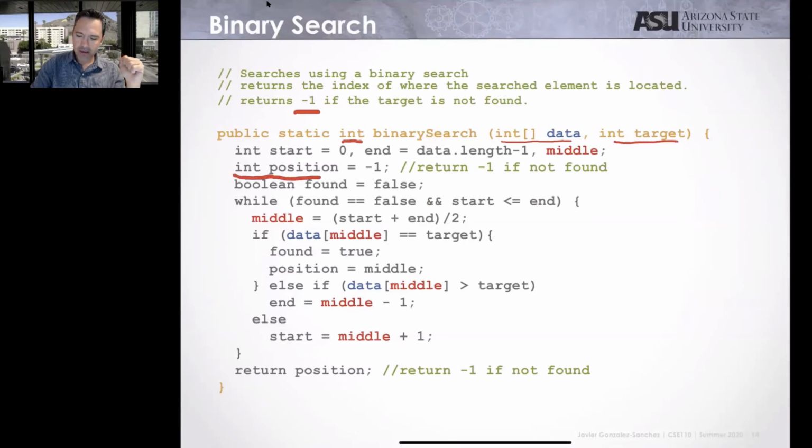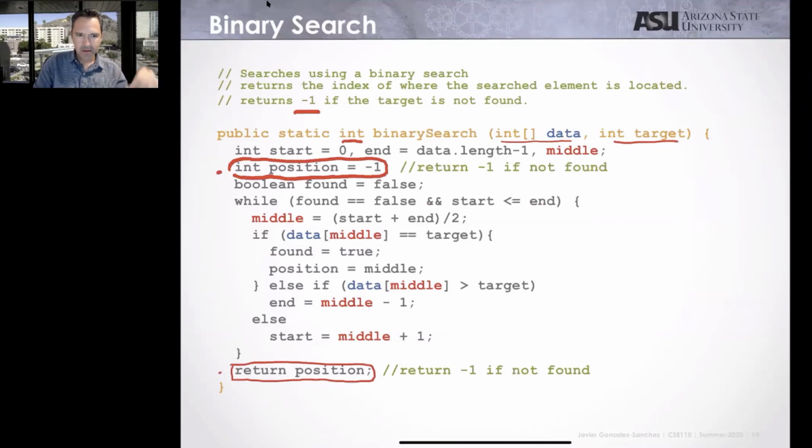Obviously, I need this variable position because it's the one that I am going to return. And I put an initial value of -1 because, worst case scenario, if all the lines that I have between this and this do not do something else, I am going to end up returning -1.